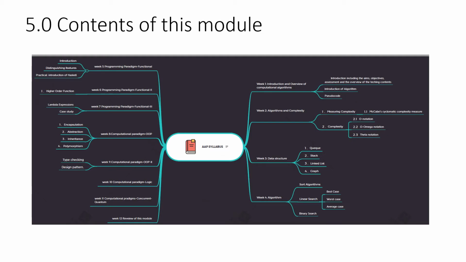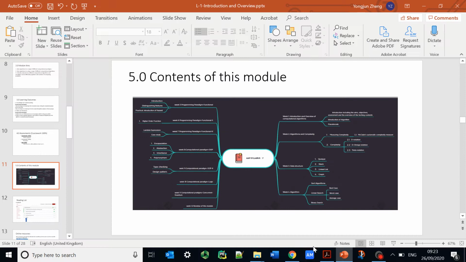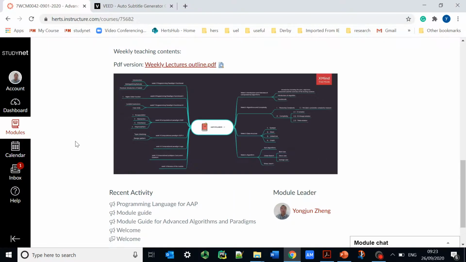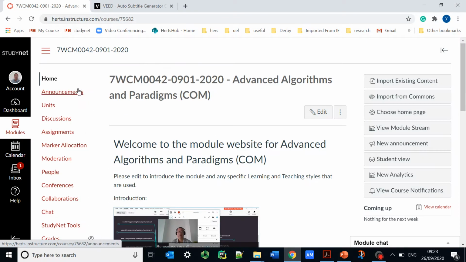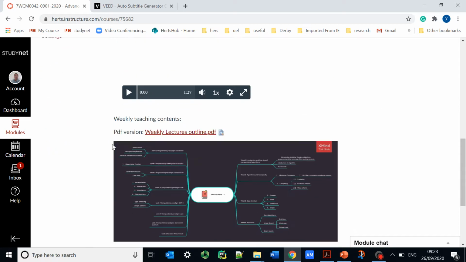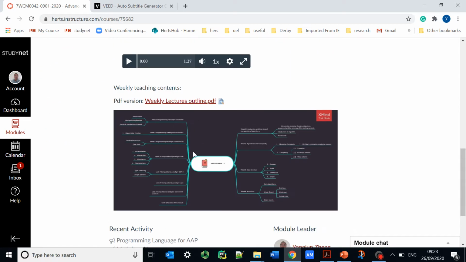And this is the content of this module. For example, if you go to the main page of this module, you will find the PDF file of how we are going to talk about the different programming paradigms and the data structures and algorithms for this module. So this is the PDF file.